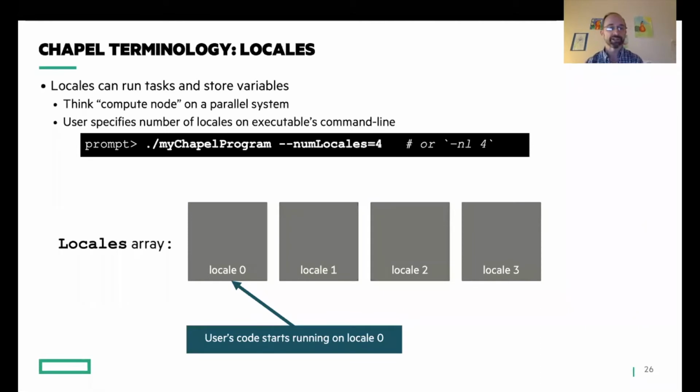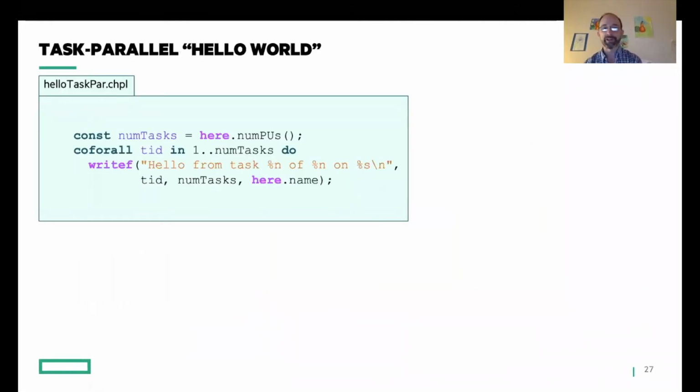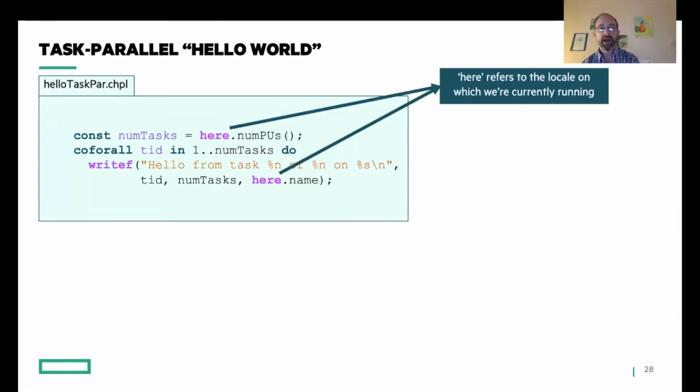All right, so let's look at a simple example. This is essentially a task parallel hello world. I'm going to create a bunch of tasks, and they're each going to print a little unique hello message identifying themselves. Just to call out a few features here, you can see that I'm referring to this built-in identifier here. This is a way of referring to the locale on which you're currently running. So wherever you are on the system, here refers to that compute node.